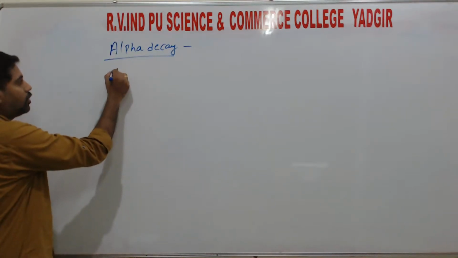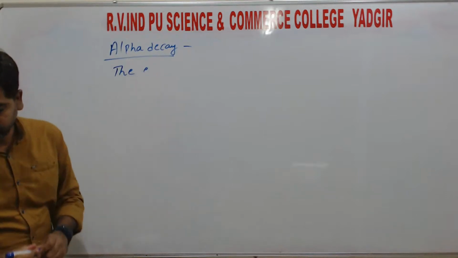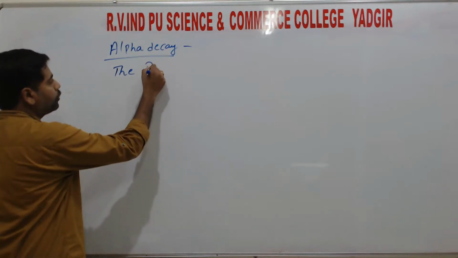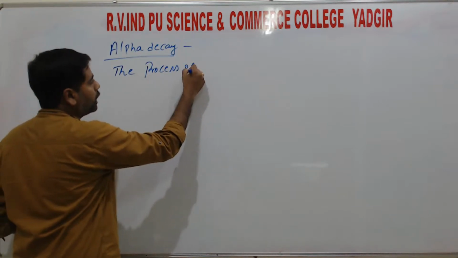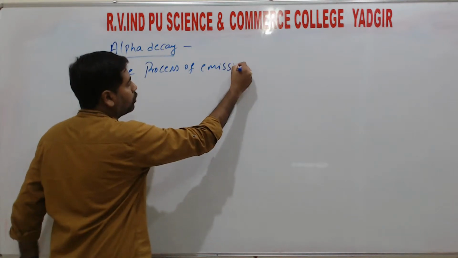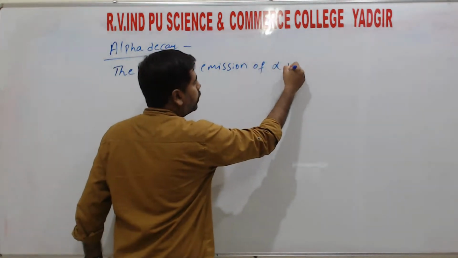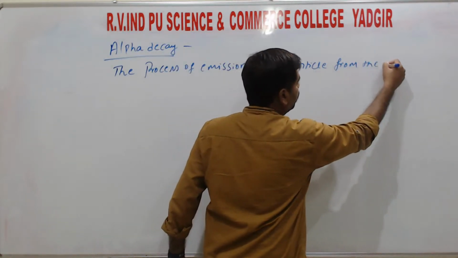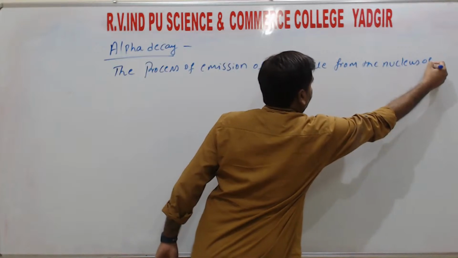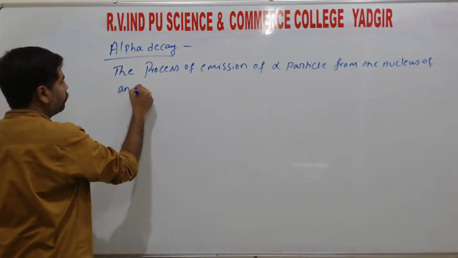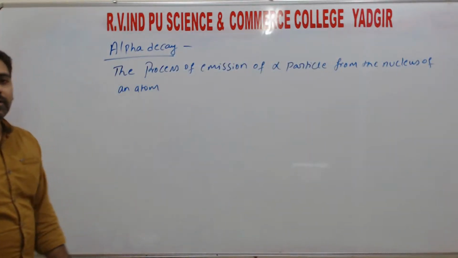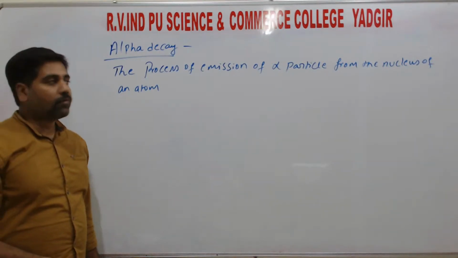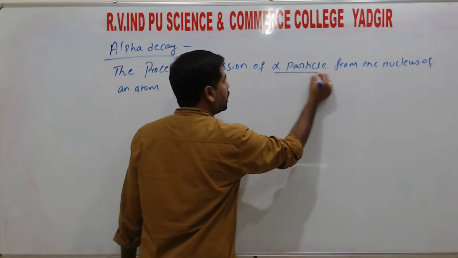So the process of emission of an alpha particle from the nucleus of the atom, that process we call alpha decay. So what is alpha decay? It means the process of emission of the alpha particle.